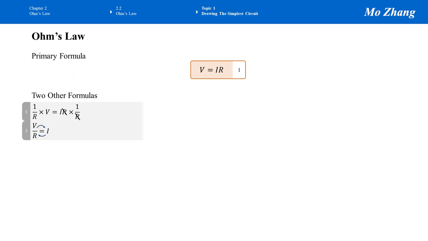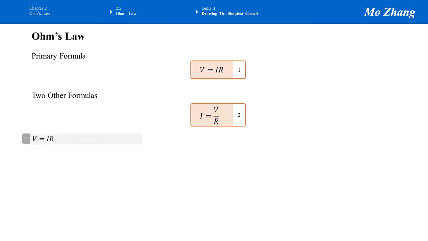And let's flip this equation. We interchange the left and the right side of the equation. At the end, the equation becomes I equals V over R. This is the second formula. So for this formula, if we know the voltage V and the resistance R, we can find the current I. Let's put this formula up here, and we're going to get the third formula.